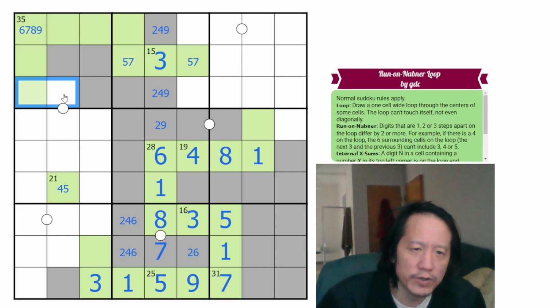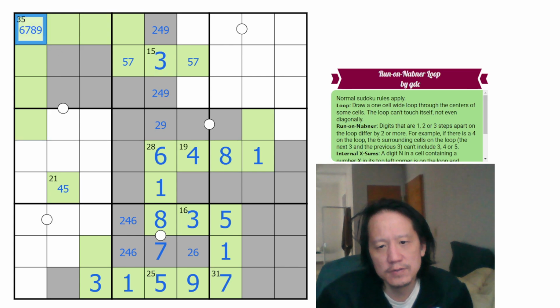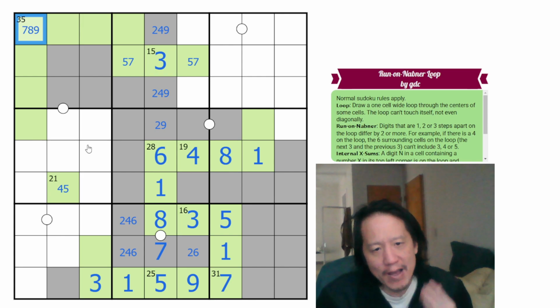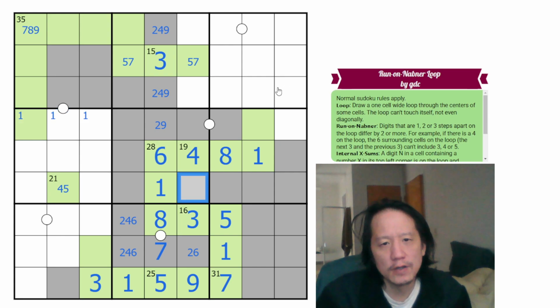If this goes this way, where does it exit out? It can't go here because these are consecutive, and it can't go here because this would touch itself. So this can never be part of the loop now. So this has to go this way, which means it's at least 7. The ones have to be here. And the ones have to be here. The ones have to be one of those two.